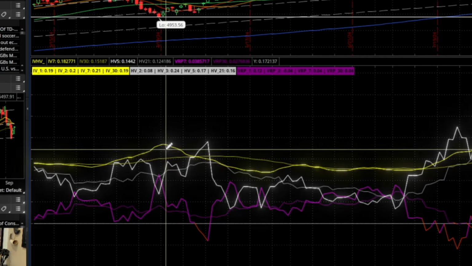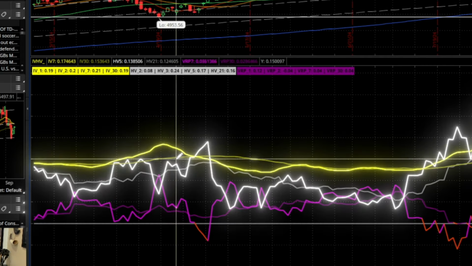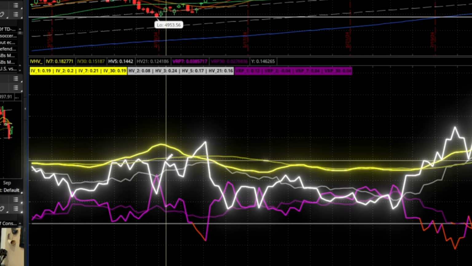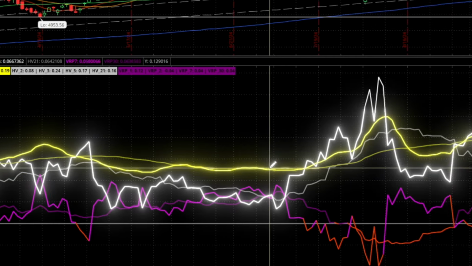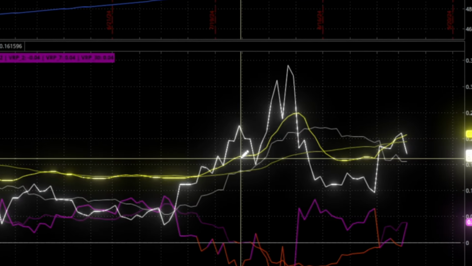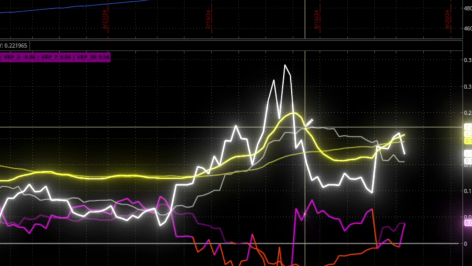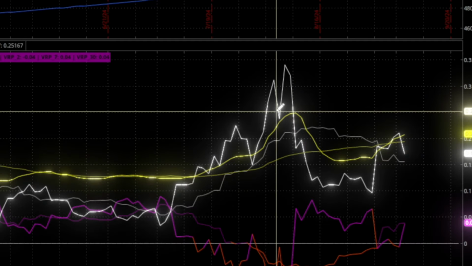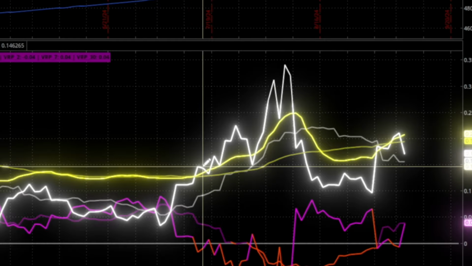And what you'll notice is these yellow lines represent implied volatility, which is forward looking. These white lines represent historic volatility, which is backwards looking. And you'll notice that in general, the yellow lines are above the white lines. In general, there will be periods that the white lines come above the yellow lines, but it's not always. And you'll also notice some very specific qualities about the lines when it does that, which we'll talk about more in detail.